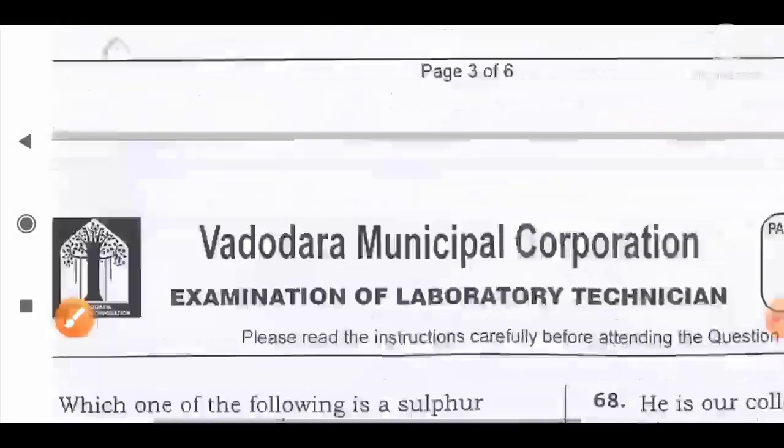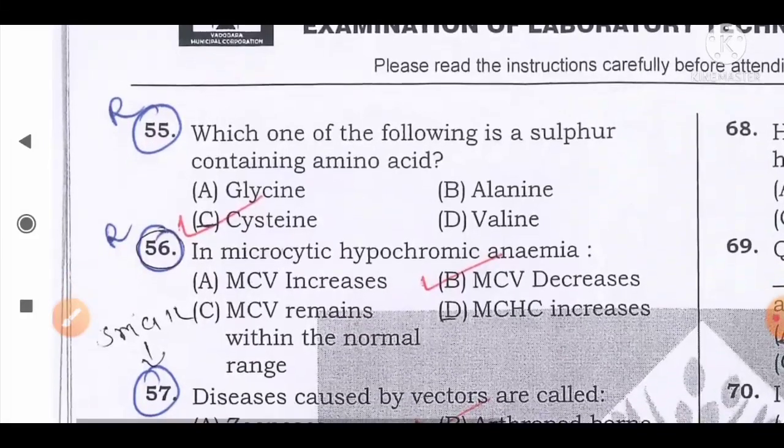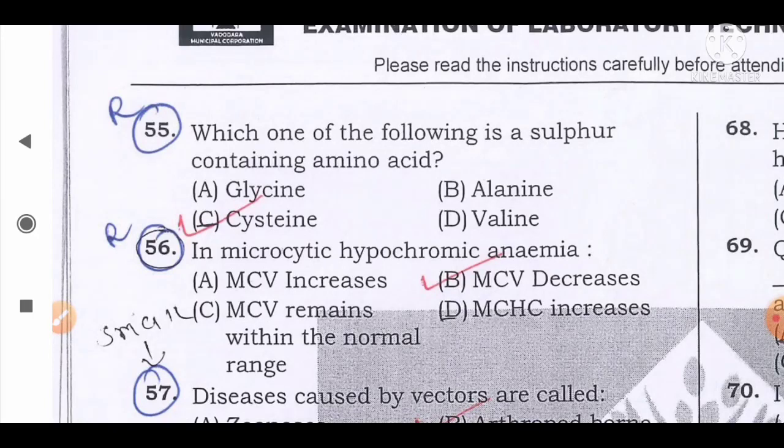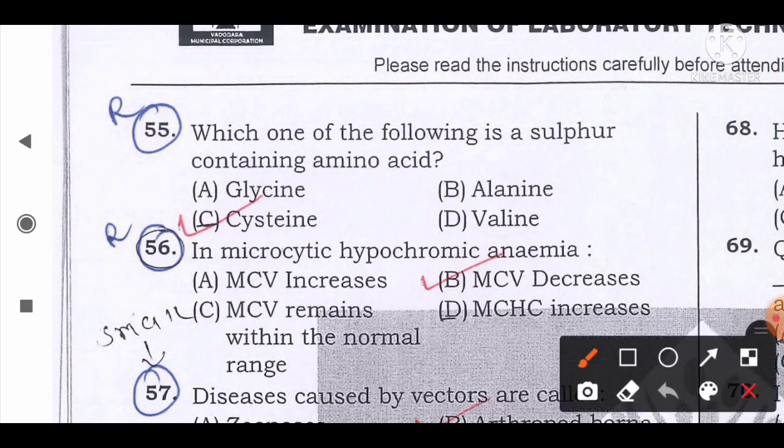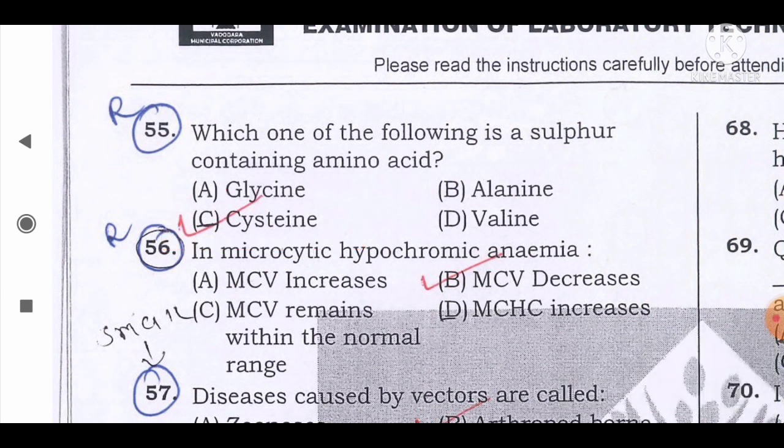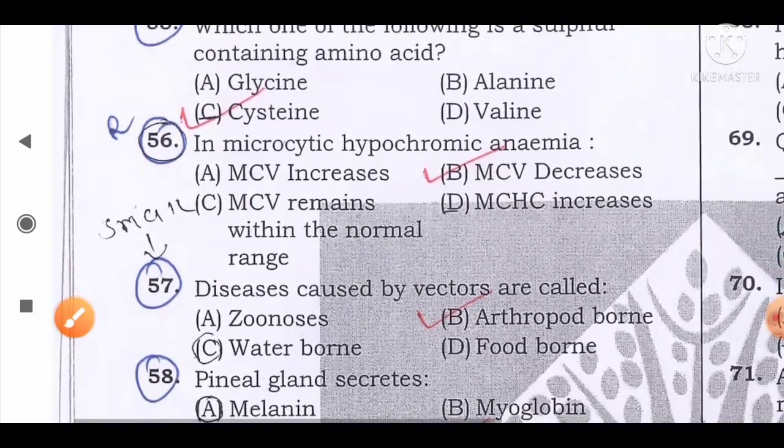Move to the next question, number 55. Which one of the following is a sulfur containing amino acids? Option A. glycine, B. alanine, C. cysteine, D. valine. And the correct answer for this question, it is cysteine, that is a sulfur containing amino acid, that you can remember. So option C. cysteine is the correct answer for this question.